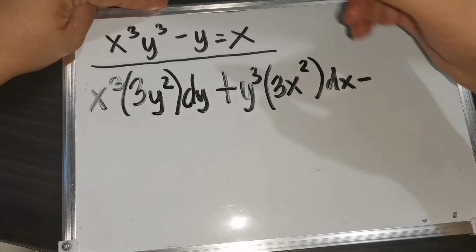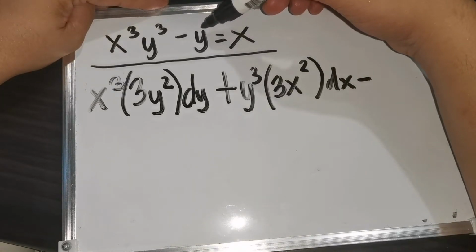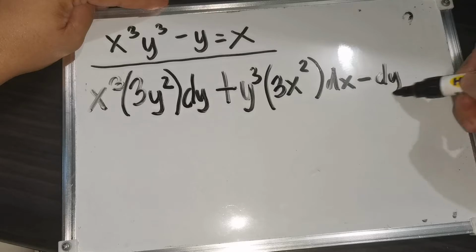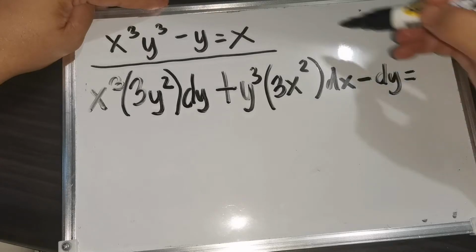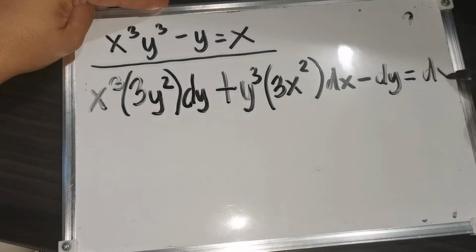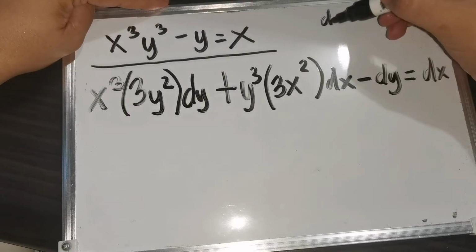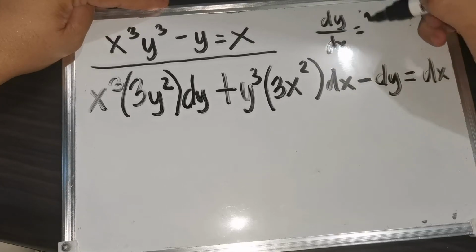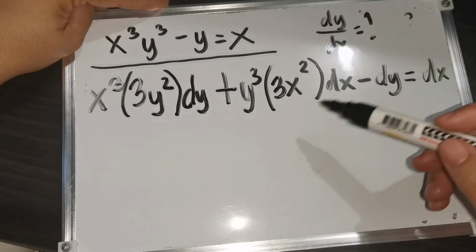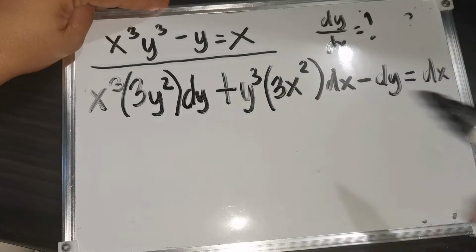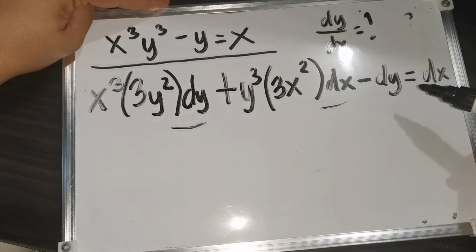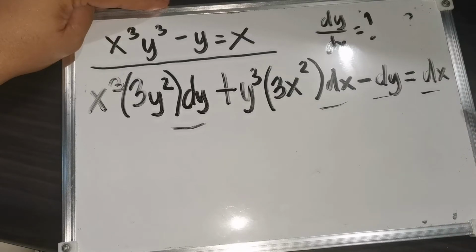Now, minus. What will be the derivative of y? The derivative of y is dy, and the derivative of x is dx. So our main goal now is to find the value of dy over dx. Now, if you try to assess these four terms, there is an involvement of dy and dx in each, so we can divide the entire equation by dx.